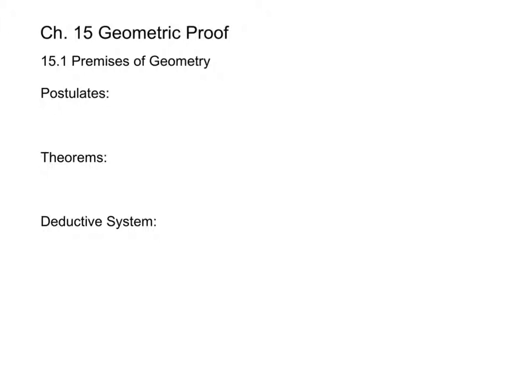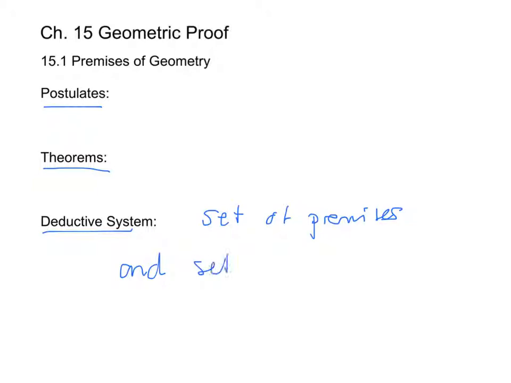So we're going to start with some vocab. Postulates are a collection of statements regarded as obviously true, so you can use them for your proofs. Theorems are sort of similar. They're geometric discoveries that followed logically from postulates and previously verified conjectures, so you can also use them in your proofs. And then the deductive system is a set of premises and a set of logical rules. And this is going to be very important in your proofs.